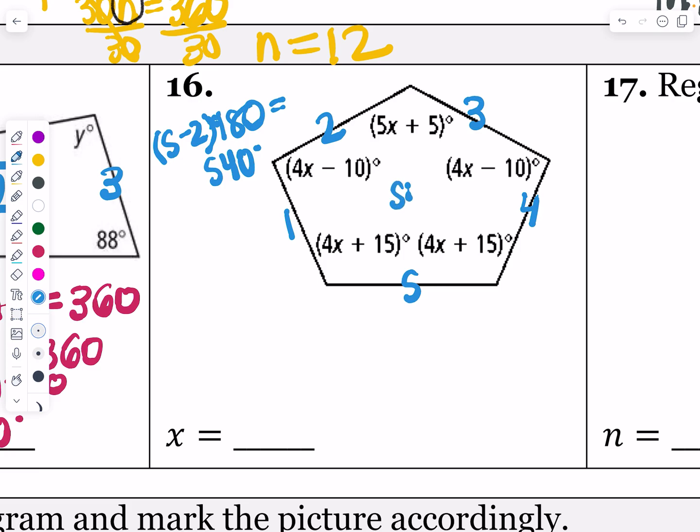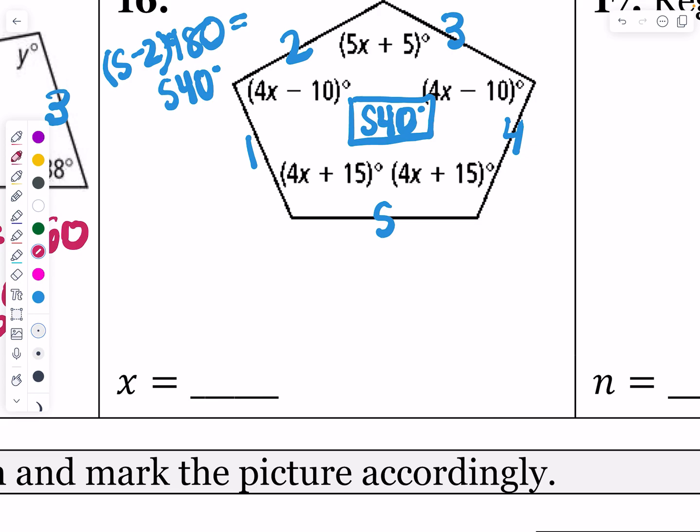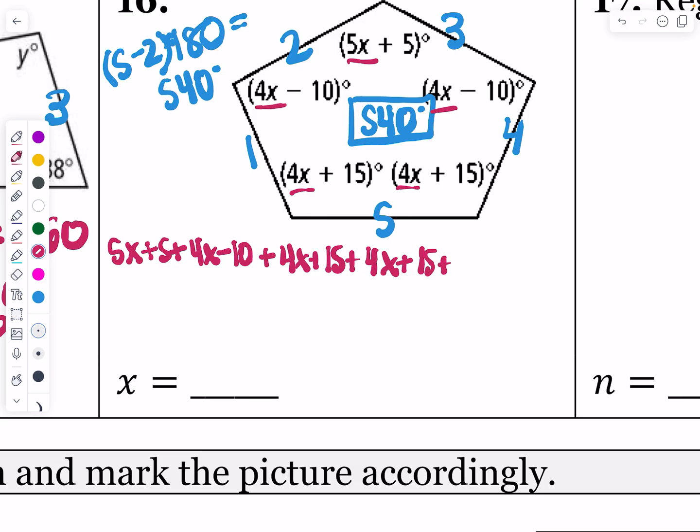So what should all of these add up to total? 540 degrees. So this is one where we can't just subtract everything that's there. We're actually going to have to write our equation. Okay, so it's going to be all of these added up together, make a total of 540. You could do this by putting the x's together, combining like terms, all of those x's, and then putting together all of the other values as well, or constants. But I'm just going to write it out for you. So we have 5x plus 5 at the top, 4x minus 10, plus 4x plus 15, plus another 4x plus 15, plus 4x minus 10.